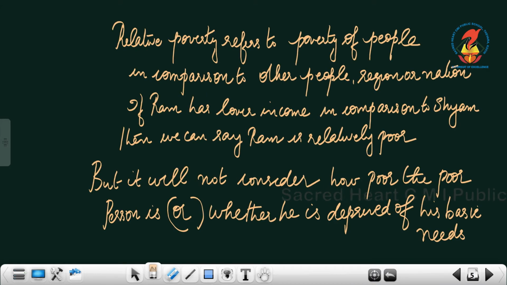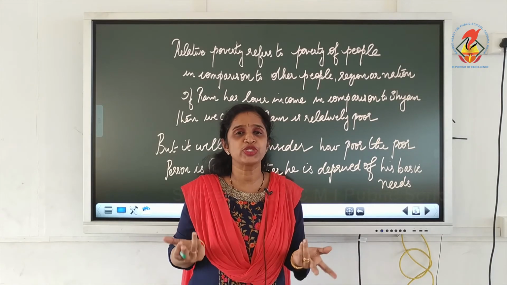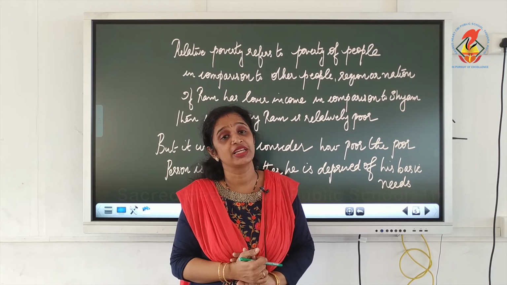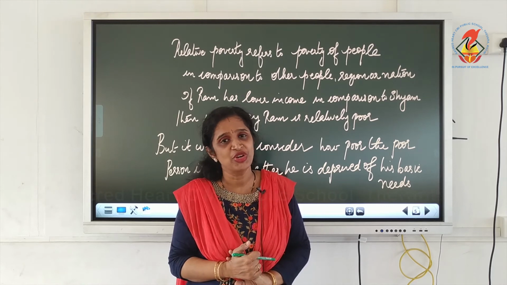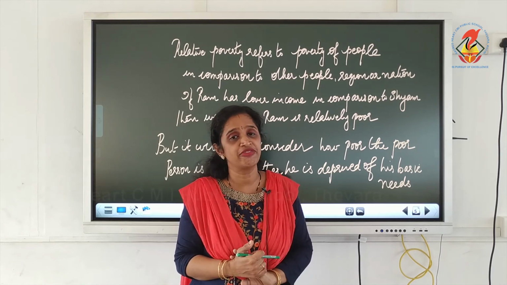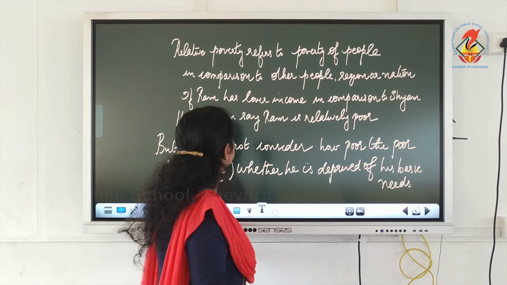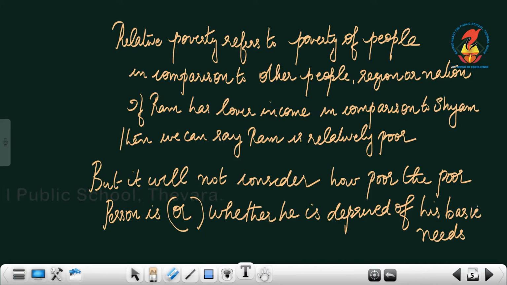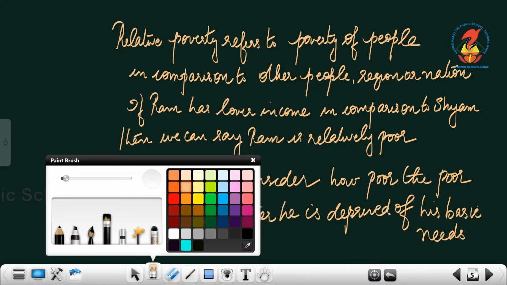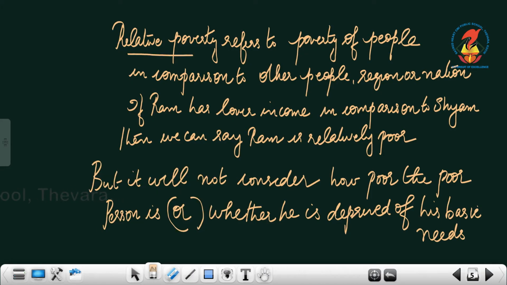What is this relative and absolute measure of poverty? There are two types of measuring poverty, relative and absolute. Now let us see what is the difference between relative and absolute measure of poverty. Relative poverty refers to poverty of people in comparison to other people, region or nation.